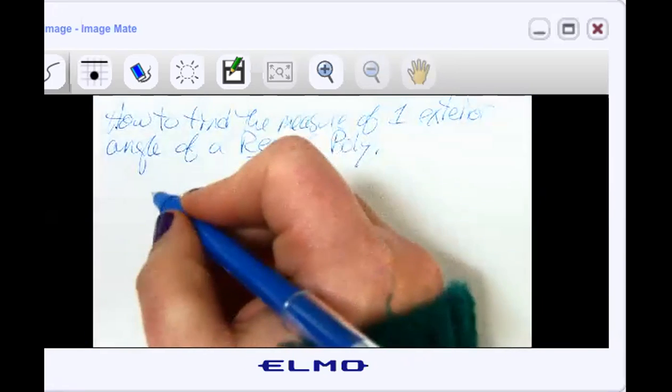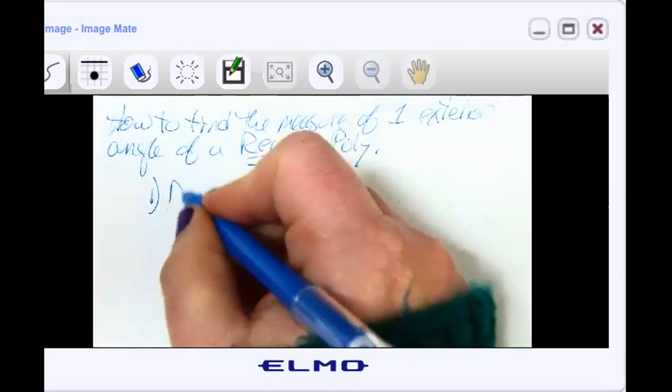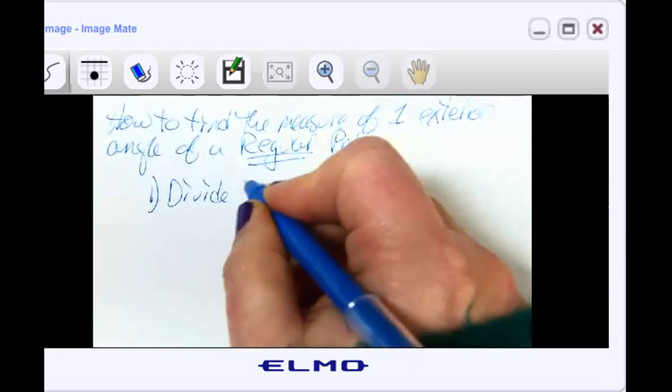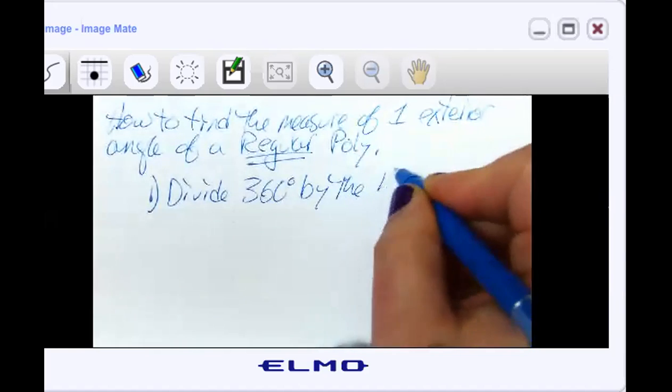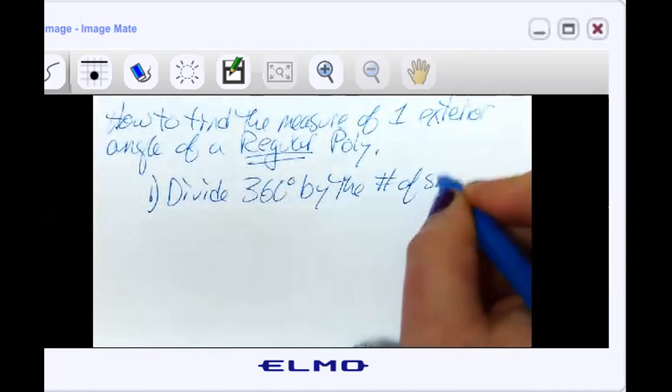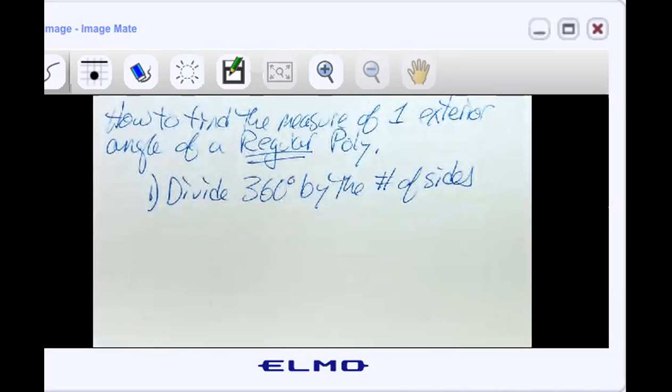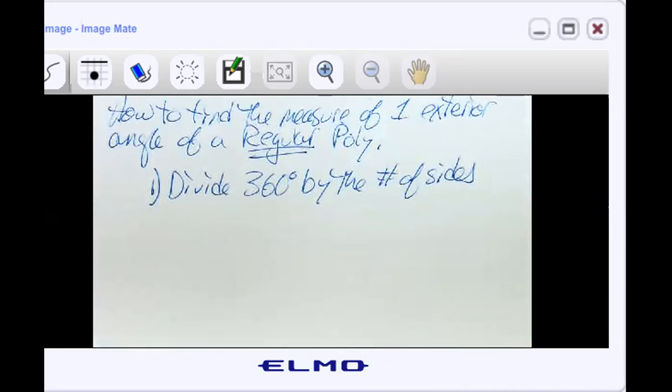All right, so first, you are going to divide 360 degrees by the number of sides. And literally, that's it. That's my one step. It's always going to add to be 360. So if I know that they're all going to be the same, and I know I'm just going to draw one at each vertex, so if I have a decagon, for example, has 10 sides.